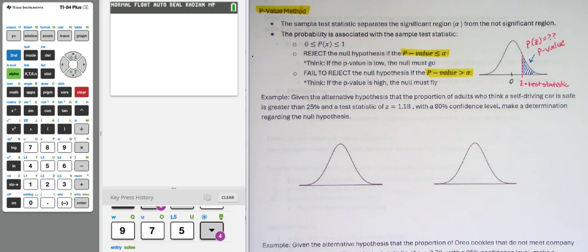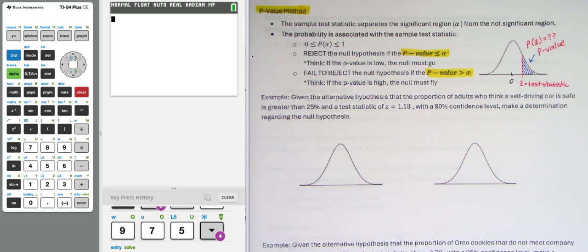Let's look at a few examples where we're going to use both the p-value method and the traditional method to determine whether we are going to reject or fail to reject our hypothesis. In our first example, we are given that the alternative hypothesis is the proportion of adults who think a self-driving car is safe is greater than 25%, and a test statistic of z equals 1.18. With a 90% confidence level, we want to make a determination regarding the null hypothesis. They're giving us information about an alternative hypothesis and asking us to make a determination about a null hypothesis.